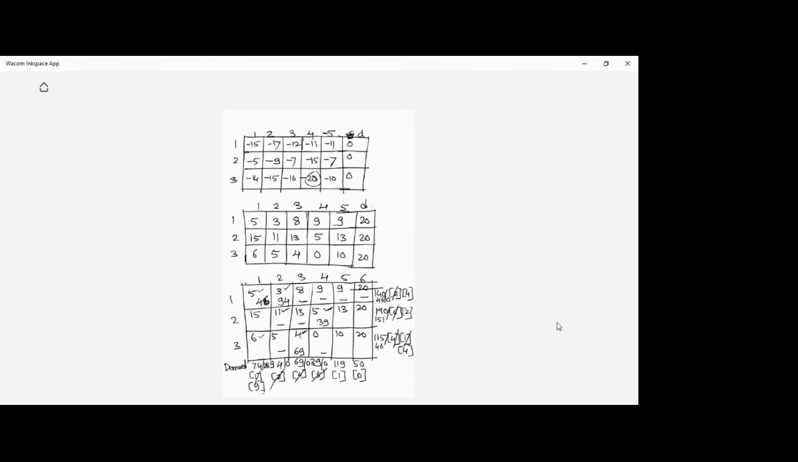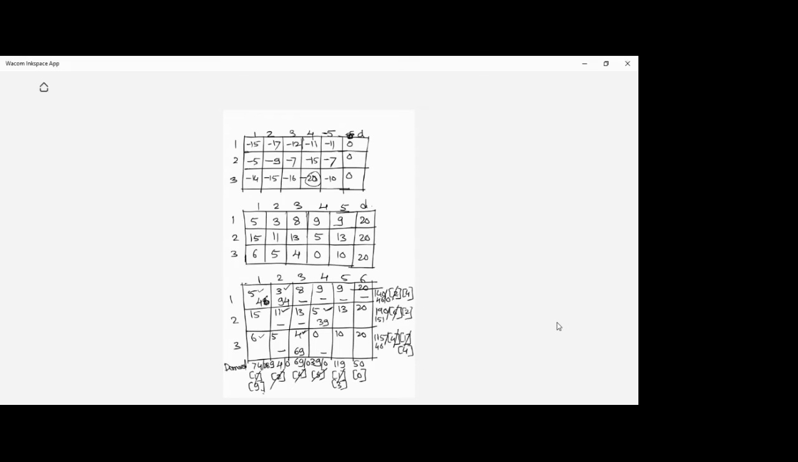Column number 2 is already exhausted, 3 is exhausted, 4 is exhausted. Column number 5, it will be 13 minus 10 now. 13 minus 10 will be equal to 3. For the last column, we have 20 minus 20 as 0. Row number 1 is already exhausted.